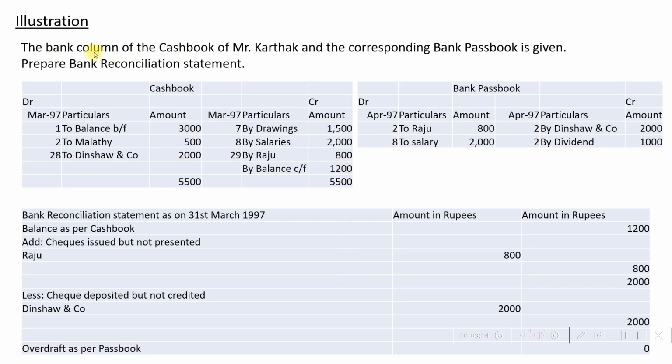Here the bank column of the cash book of Mr. Kartak and the corresponding bank passbook are given. We are trying to prepare a bank reconciliation statement. The first thing to notice is that this is for two different periods. The cash book is given for March 97 and the passbook is given for April 97.